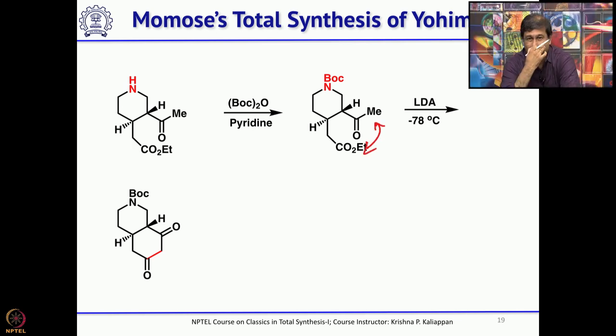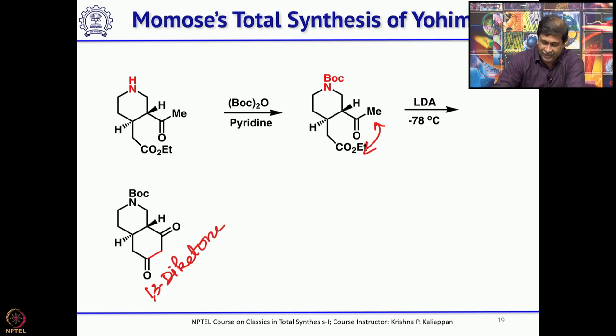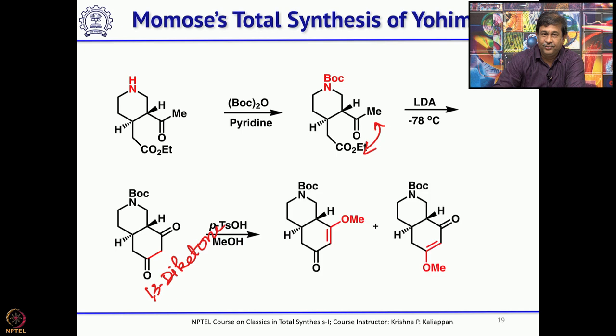So you need the 6-membered ring, okay. So cyclization reaction, you do this on this keto ester to form the corresponding 1,3-diketone. Once you have this 1,3-diketone, now if you treat with paratoluene sulfonic acid and methanol, it can form enol ether. This we have already discussed.